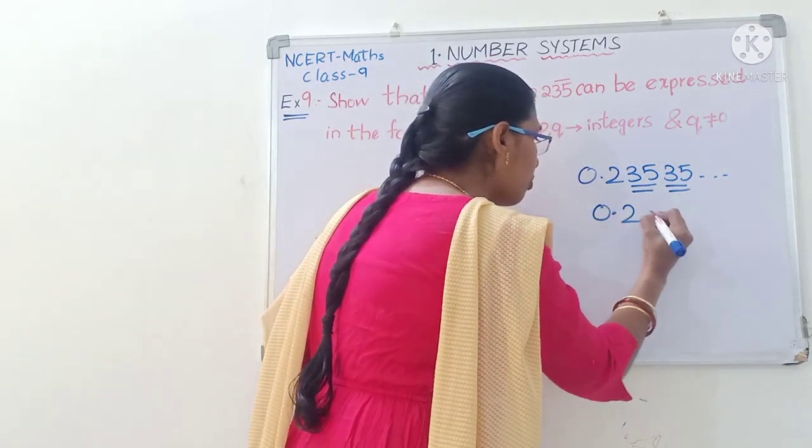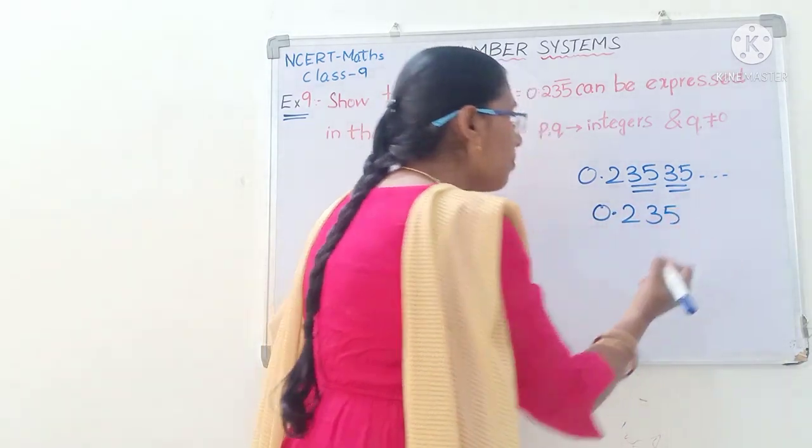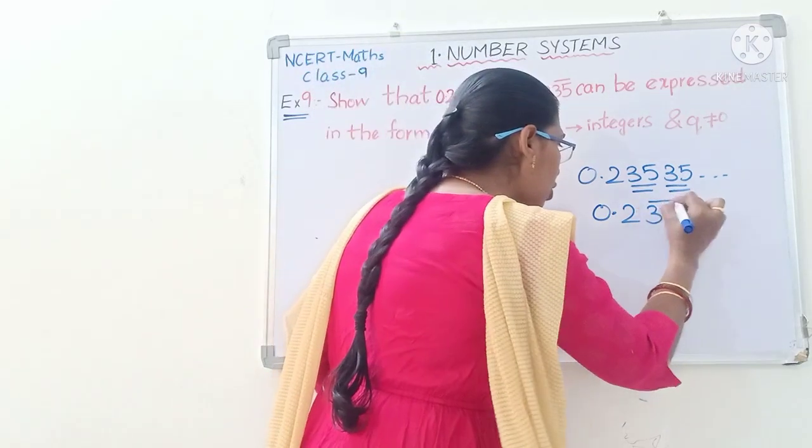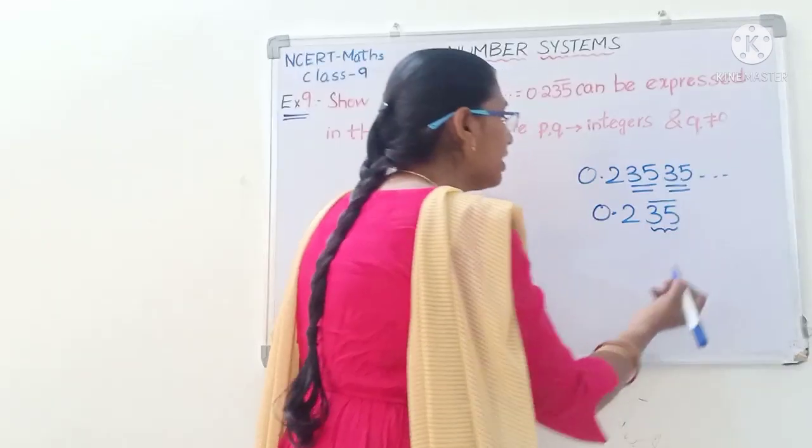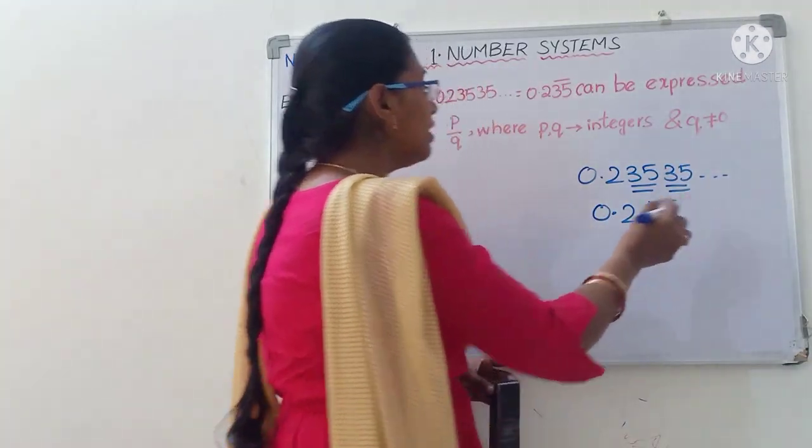So you will write 0.235. The bar will be only on 3, 5, not on 2, 3, 5, children. 2, 3, 5 are not repeating. Only digits 3, 5 are repeating. So you will write the bar on 3, 5.